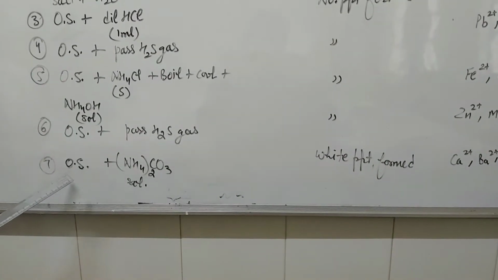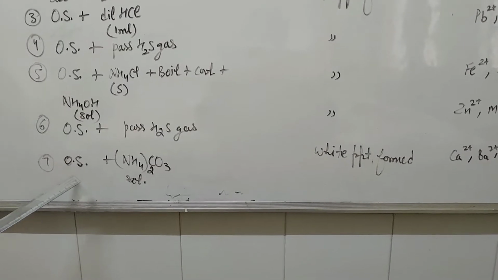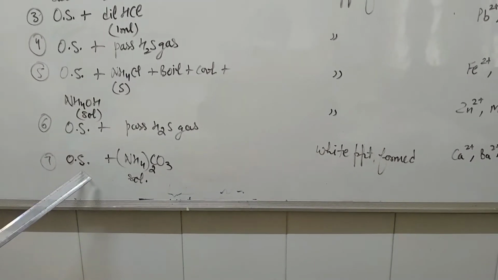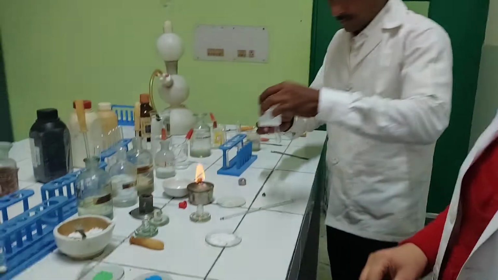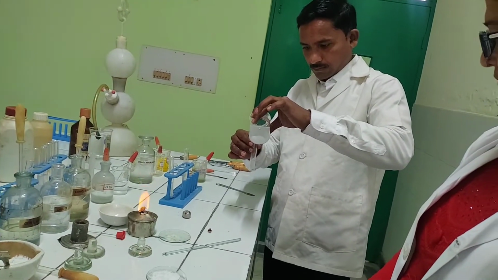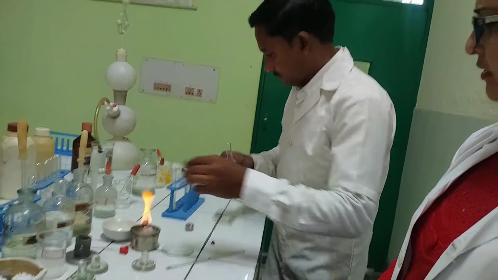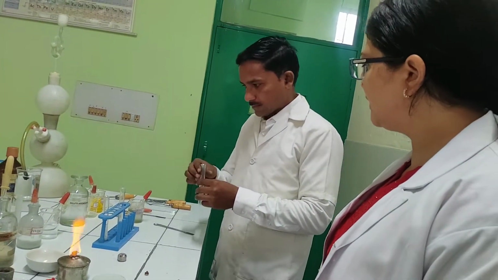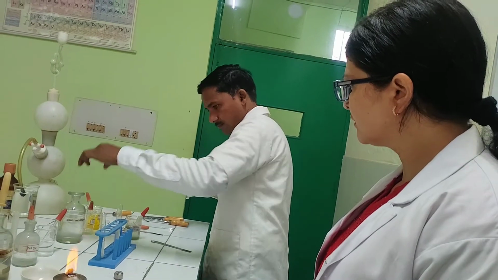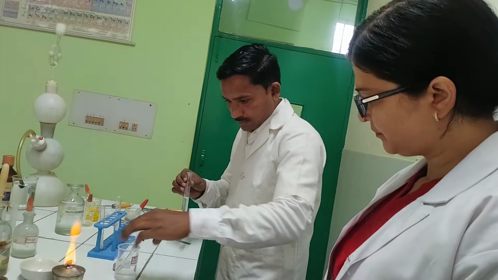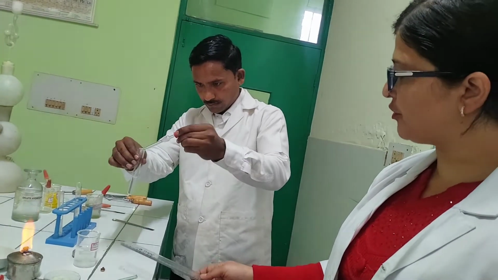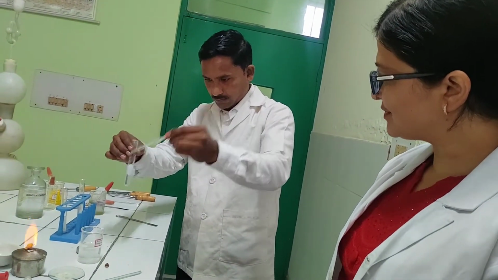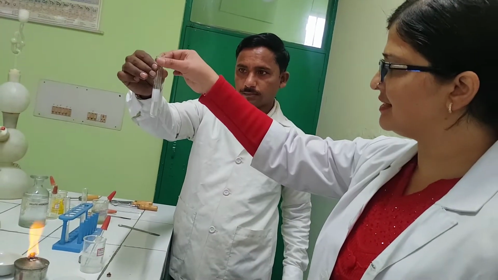Now for the next, the fifth group. Now we will take the original solution. We add the ammonium carbonate in it. We will take the original solution. Add ammonium carbonate in it. This is the ammonium carbonate. We have already prepared the solution of it. Now see. Now you can easily see.